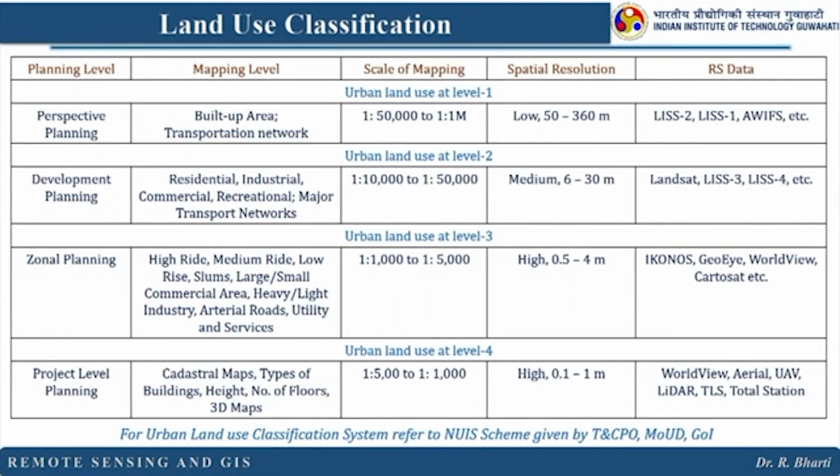In this particular table, I just want to highlight what kind of satellite images are available, what different spatial resolutions they have, and what scale of map they can produce, and which can be used for different mapping levels and planning levels, right. So you can just go through it, where most of the common satellites are listed.